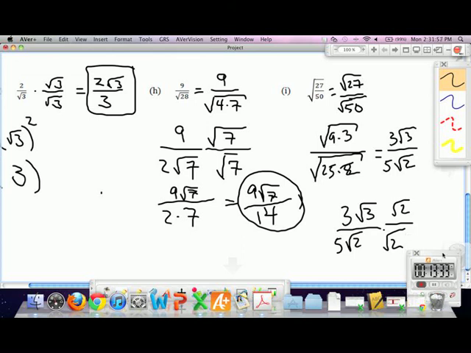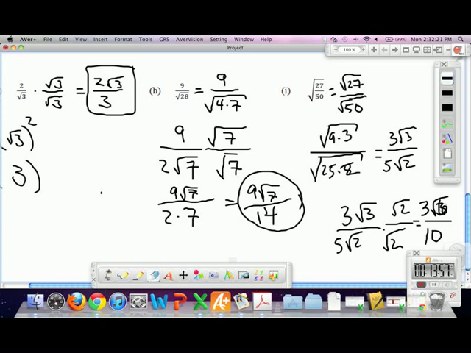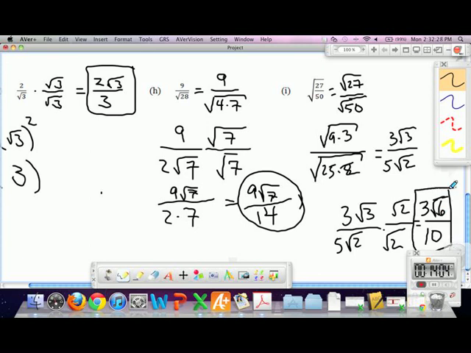What is this? What's 5 times root 2 times root 2? 5 times 2, which is 10. Okay. 3 times root 3 times root 2 is what? Three roots of 6 over 10.